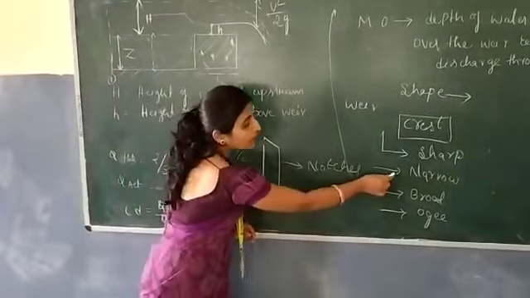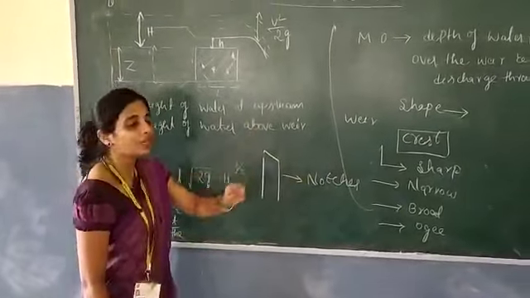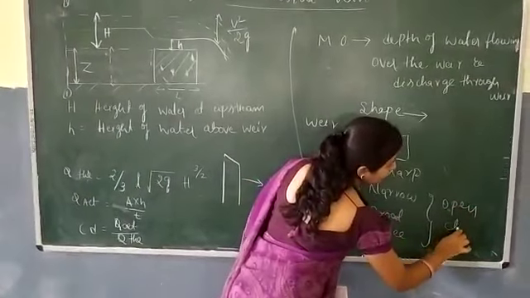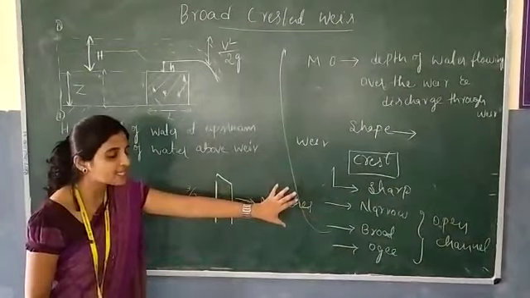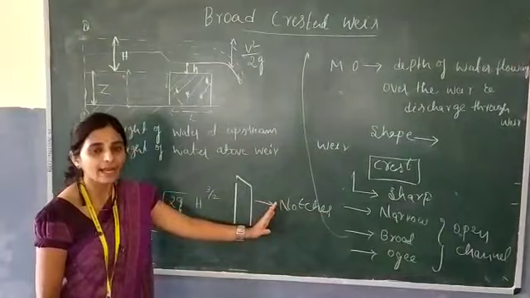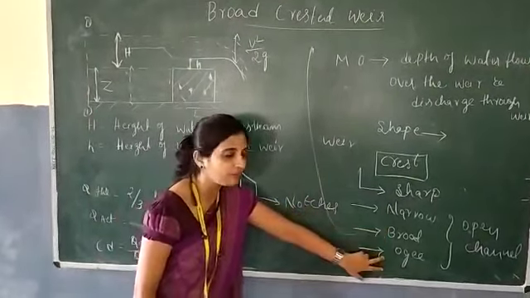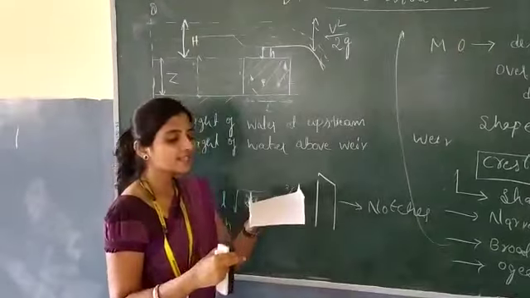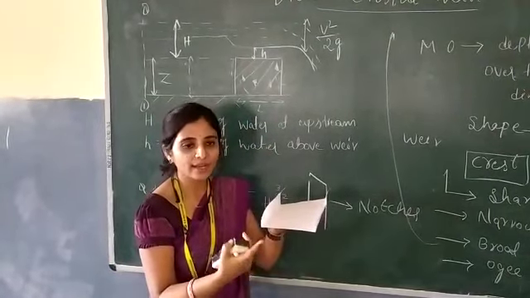When you go for the narrow crested, broad crested as well as the ogee weir, they are always constructed in an open channel. The sharp crested weir is constructed in notches using a thin metallic plate, and the narrow crested, broad crested and ogee weirs are always constructed in an open channel. This is the open channel section, you can consider the canal and everything.